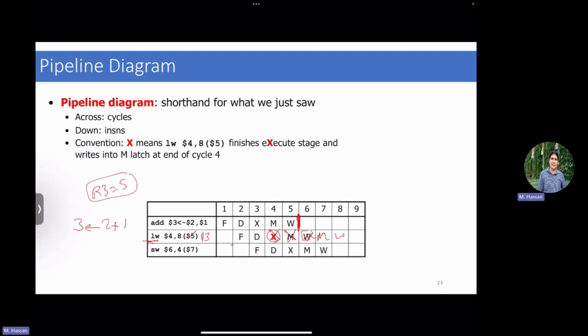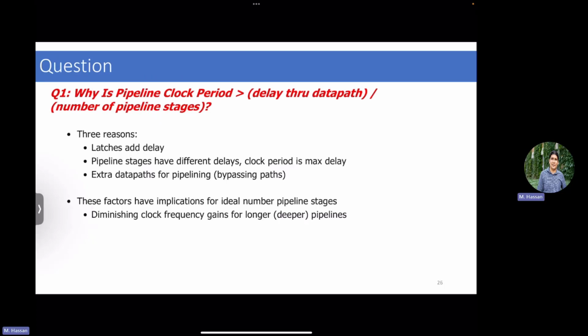When I determine my frequency or my clock period, I do this based on what? If they are taking variable time, what should I accommodate for? The longest one, right? And this adds to the delay, right? So the third reason is that basically stages don't take the same amount of time and you have to accommodate for the worst. Good. These are the three reasons we have here. Latches add delay, pipeline stages have different delays, so the clock period has to accommodate for the maximum, and simply there's some extra data path that you need to handle due to dependency, whether it's the bypassing logic or the stalling logic, or even the need to force an instruction to be delayed a little.